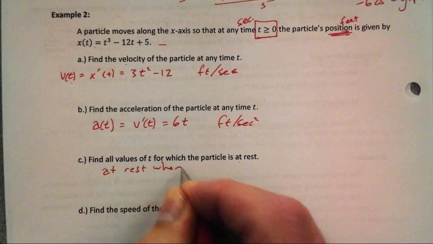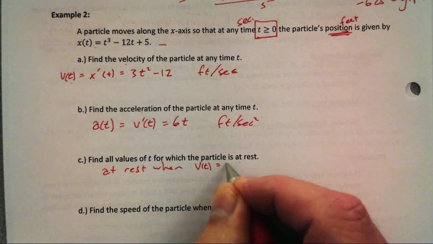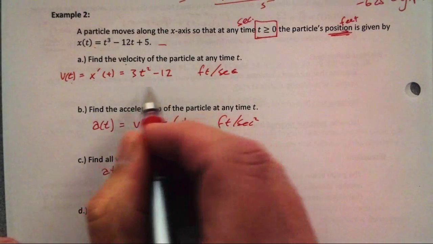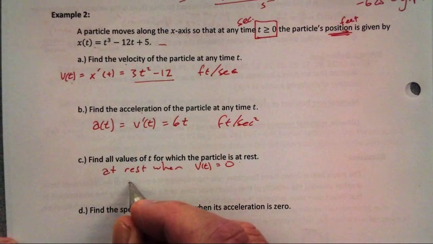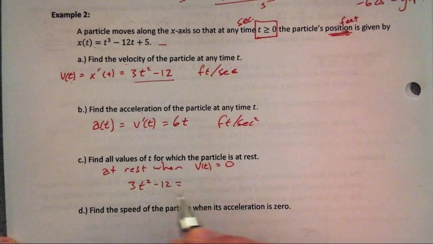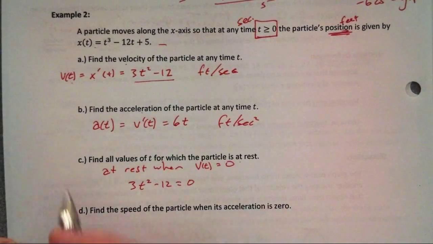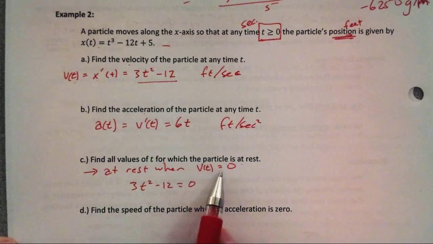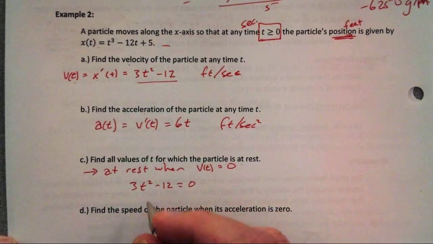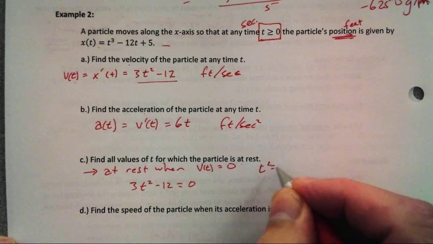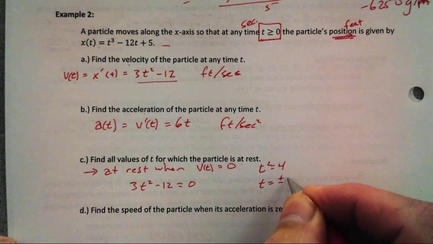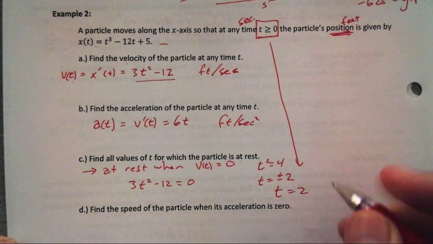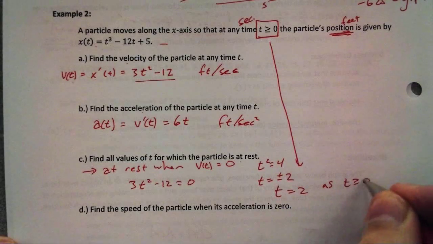At rest when velocity is equal to 0. Is that all right? So when is velocity equal to 0? Well, here's our velocity function up here. Therefore, 3t squared minus 12 equals 0. And those are helpful things to have on your AP test, helpful to put that information down there. So as we solve this, t squared equals 4, so t wants to equal plus or minus 2, but sure enough, t just equals 2 as t is greater than or equal to 0.